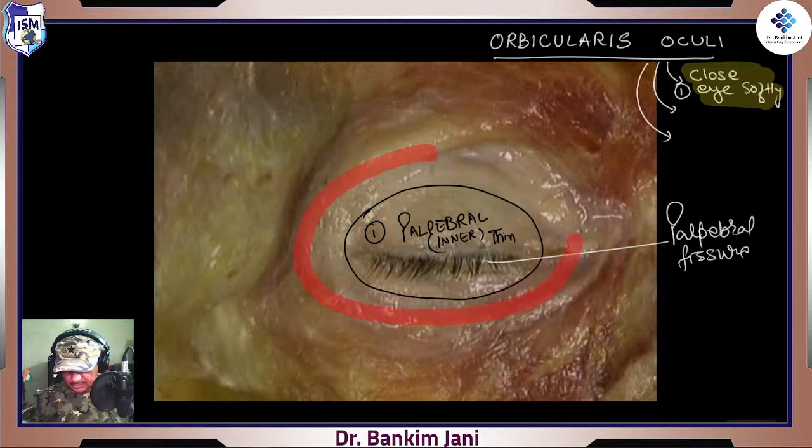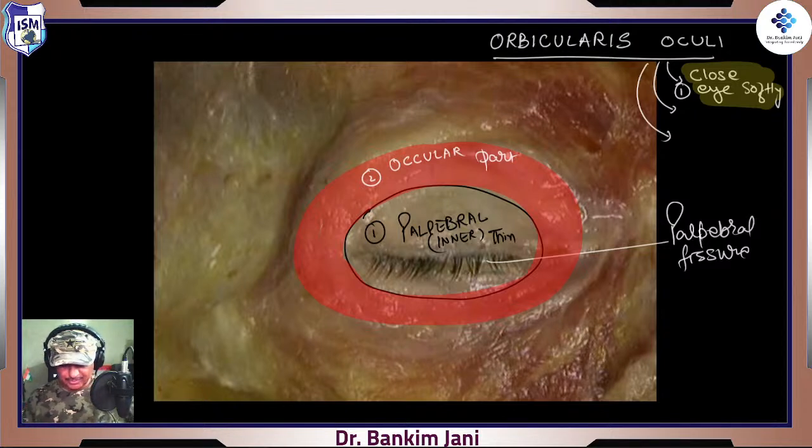Surrounding that, this thicker structure, right? This is the thicker structure, and that is what is called the ocular part. So for the entire day we use the palpebral part, but in the morning, when mom used to say, chalo, go to school, no, bahut neend aa rahi, and then you do like this, right? That is the ocular part. That is how we use the ocular part.